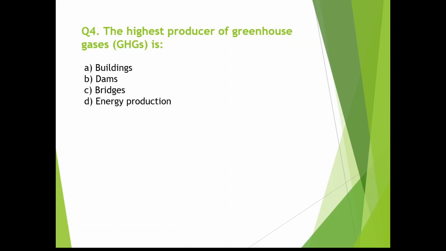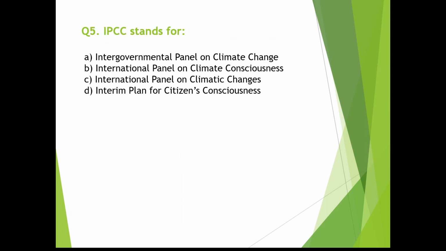Whenever energy production is done, especially from fossil fuels, as you all know, fossil fuel energy production is the largest contributor to global greenhouse gas emissions. And the energy production mentioned in option D includes electricity generation, industrial processes, and transport sectors powered by coal, oil and gases. So let's move to the next question, and I hope you will be able to answer question number 5 correctly like you have answered the previous question.